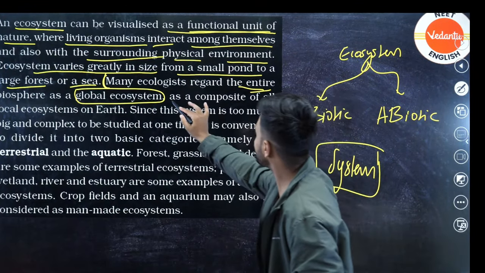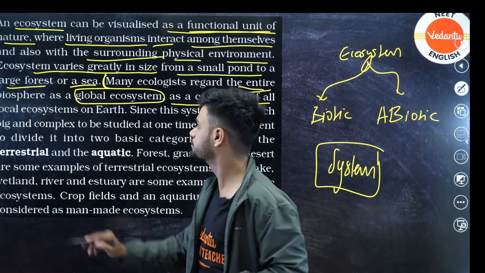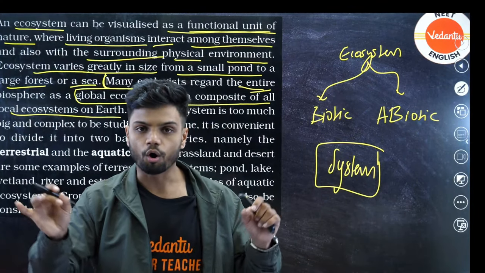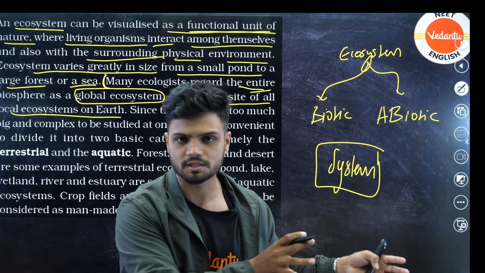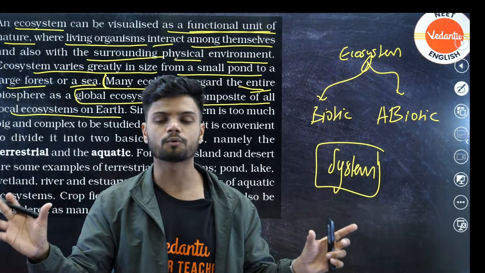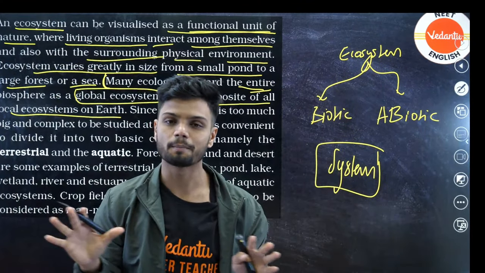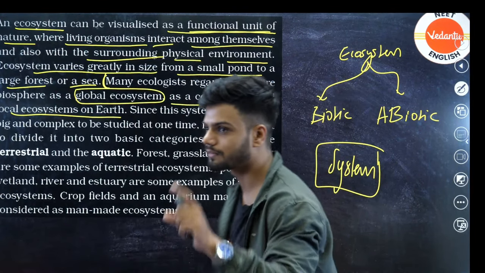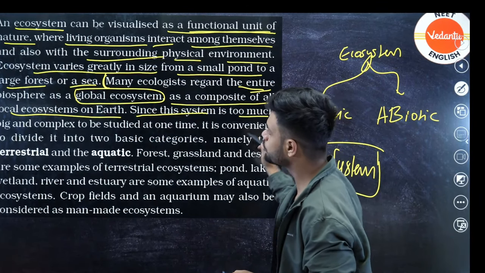Clear? As a composite of all local ecosystems on Earth. Now, what is the meaning of this line? The meaning is very simple. On the Earth, we have many different small ecosystems. When all these small ecosystems come together, they form the entire biosphere, which is our global ecosystem. True.